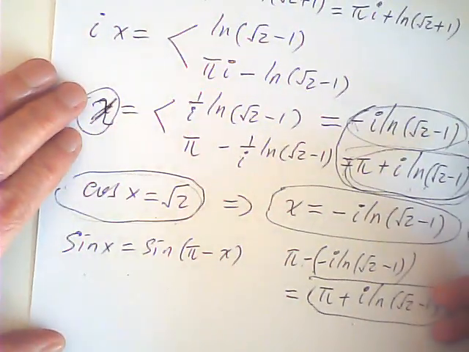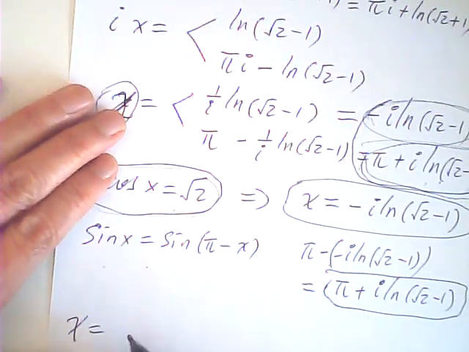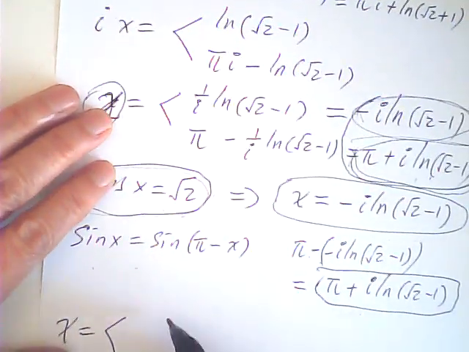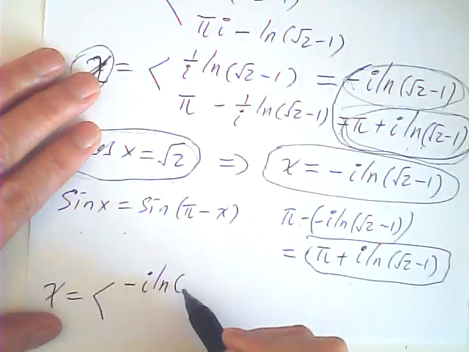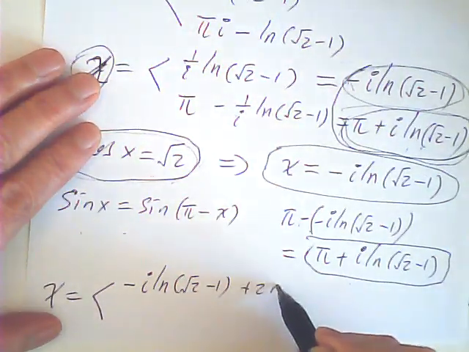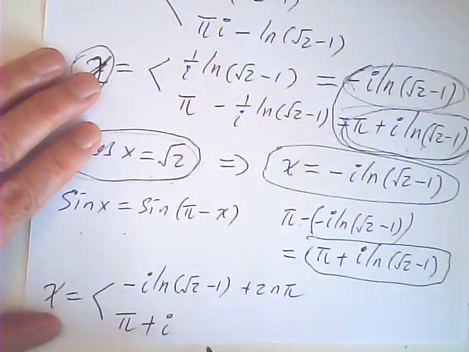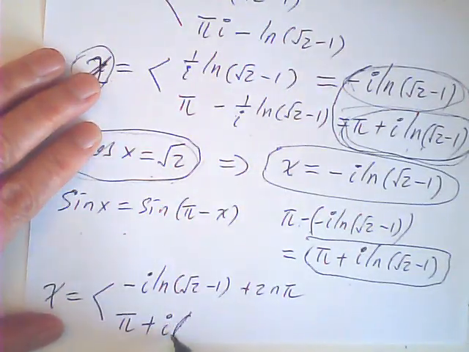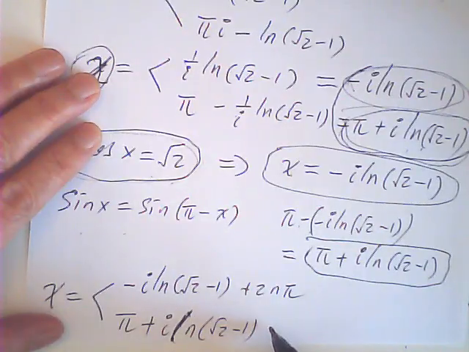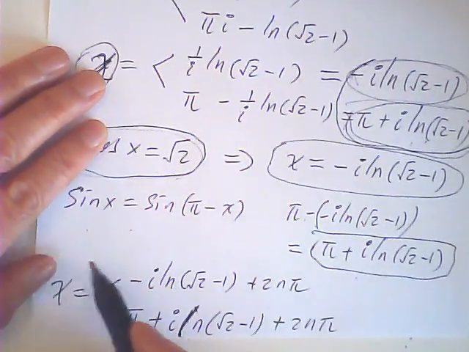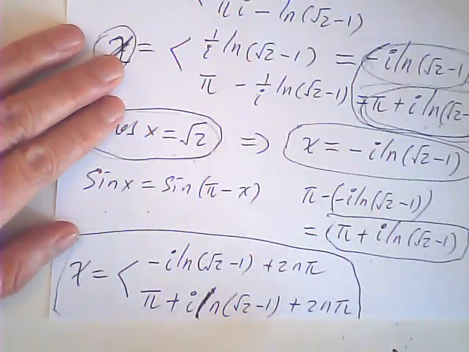Then I'm considering the general solution, because this is just principal solutions. So x is equal to minus i log(√2 − 1) + 2nπ, or x = π + i log(√2 − 1) + 2nπ. So that is the final answer in general form.